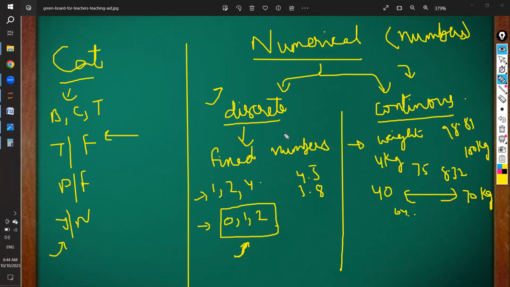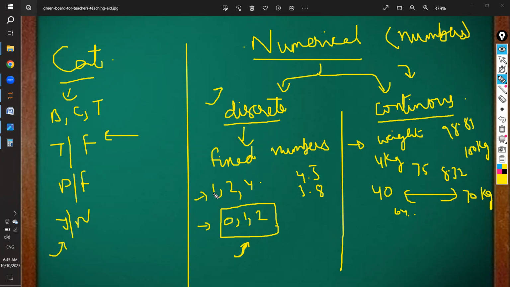Okay, so I'll just summarize. The data is divided into two parts. One is categorical, one is numerical. If it is categorical, that means you will have a fixed number of categories. But coming to numerical, again you have two types, discrete and continuous. If it is discrete, these are fixed, countable numbers. The possible numbers are fixed.